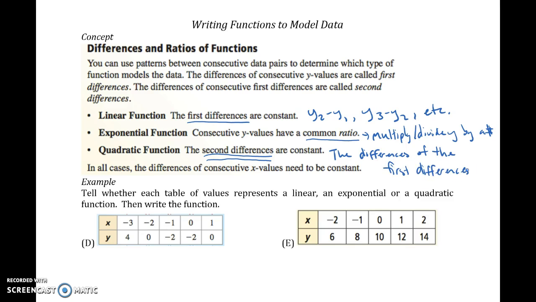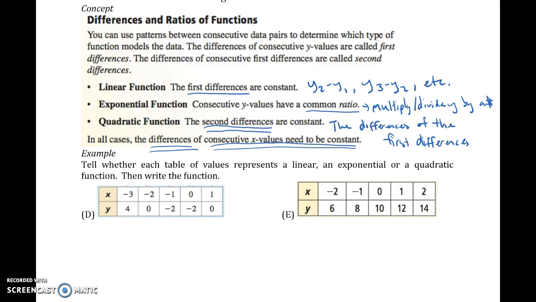And this will be a little clearer when we get to the example that uses that second difference. But remember, no matter what, all of the x's need to have a common difference. Okay? And usually that's going to be a 1. So if we take a look at D, double check that the x's are growing or increasing or decreasing by the same value.